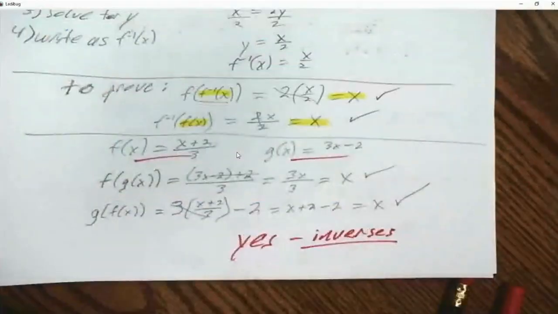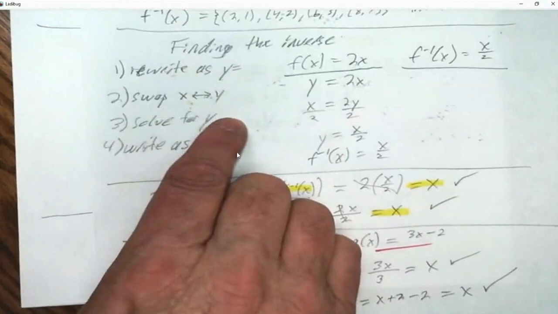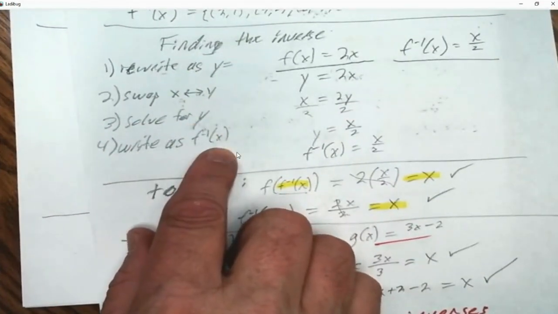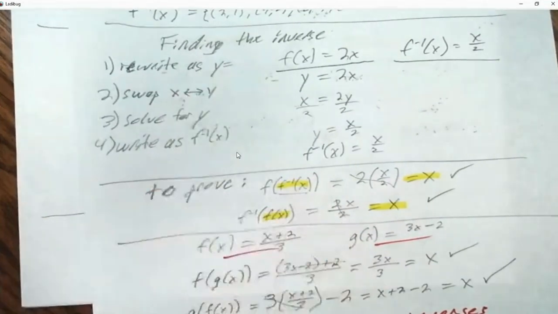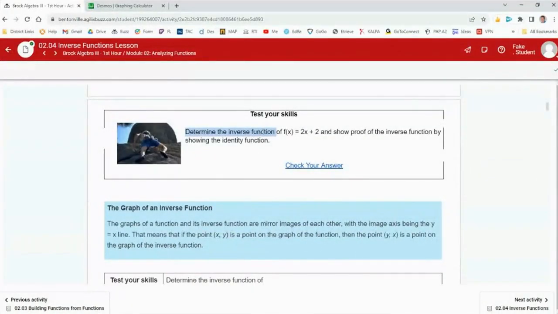You didn't put those in your notes. Rewrite it as y equals, swap the x and the y, solve it for y. You can rewrite it back as the inverse function. These are the steps. Need those in your notes so you can do that. So you need to find the inverse function there and then prove it. And it calls it the identity function. That's where you take f of g of x and g of f of x and prove that they both equal x. And then you can check your answer there.